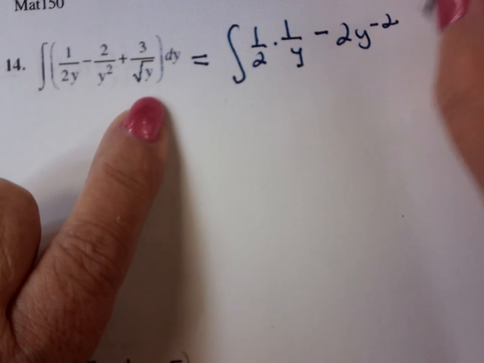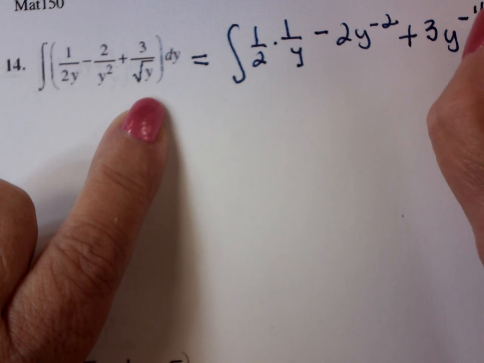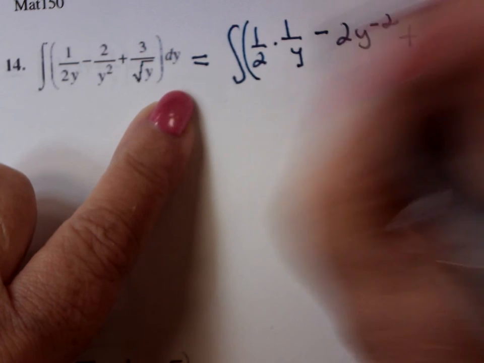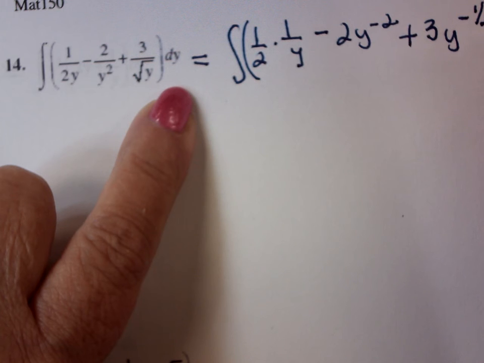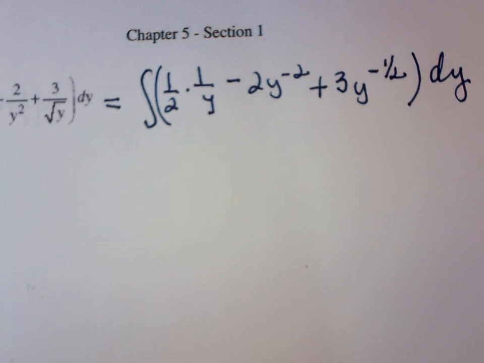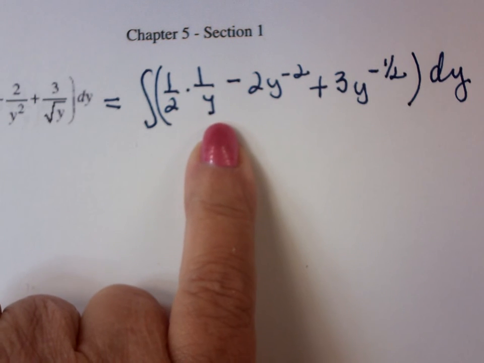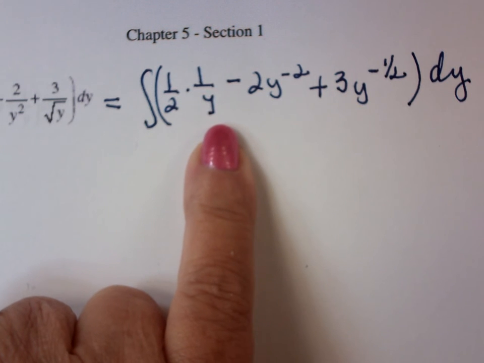And then this term is 3 times what? y to the negative 1/2. And then notice, I'm going to put this in parentheses, this is dy, and that should be dy because all my variables are y. And I didn't write this as y to the minus 1. Why? Because if I look at my rules, we have 1 over x, so 1 over y is going to be natural log.